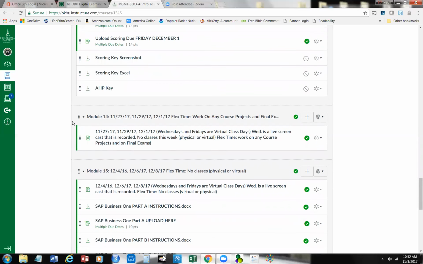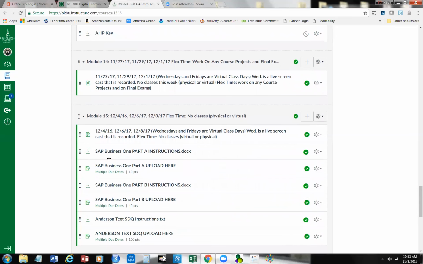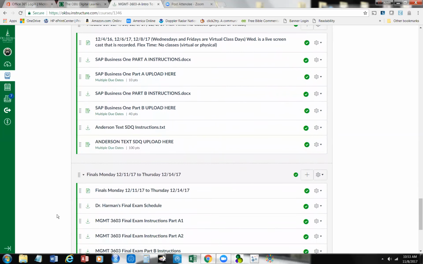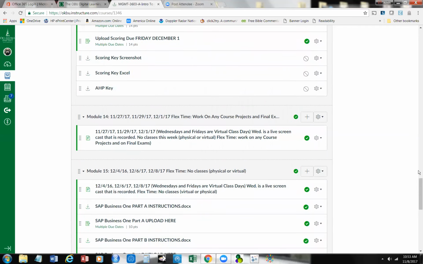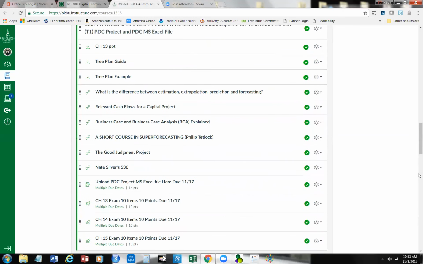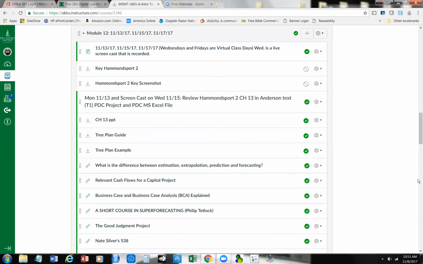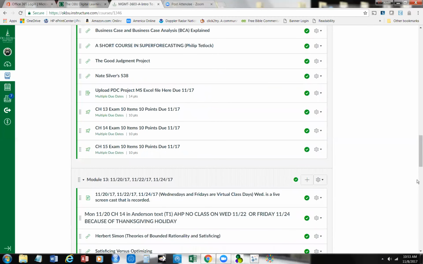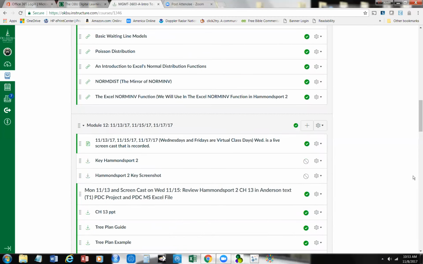Then we'll move into module 14, and as you can see, we're moving to the point where you have major projects, so I give you that week to work on them. It's flex time. Ditto for the SAP problems. I have instructions for those, and then we move into finals. So we are rapidly headed towards the point where you'll be working primarily on projects and on the final, and focusing on that.